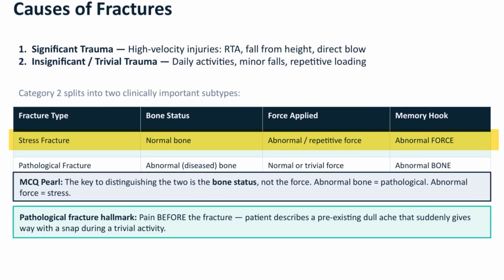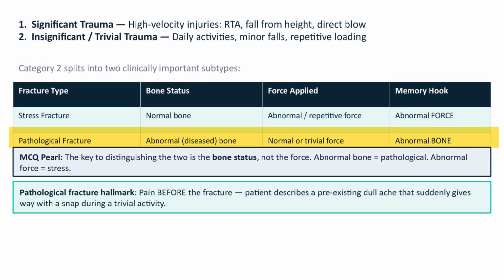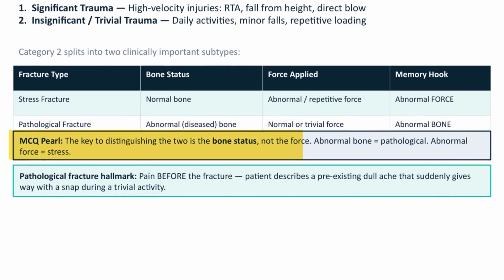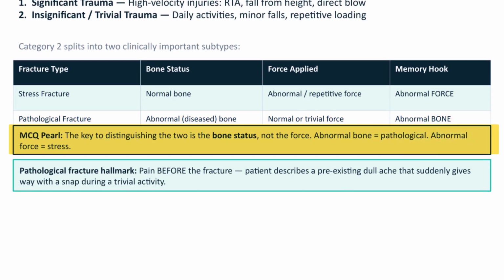Stress fractures occur when normal bone is subjected to abnormal or repetitive force. Pathological fractures occur when abnormal bone is subjected to normal force. Here's an MCQ pearl to remember. The key to distinguishing stress fractures from pathological fractures is the bone status, not the force. Abnormal bone means pathological. Abnormal force means stress.